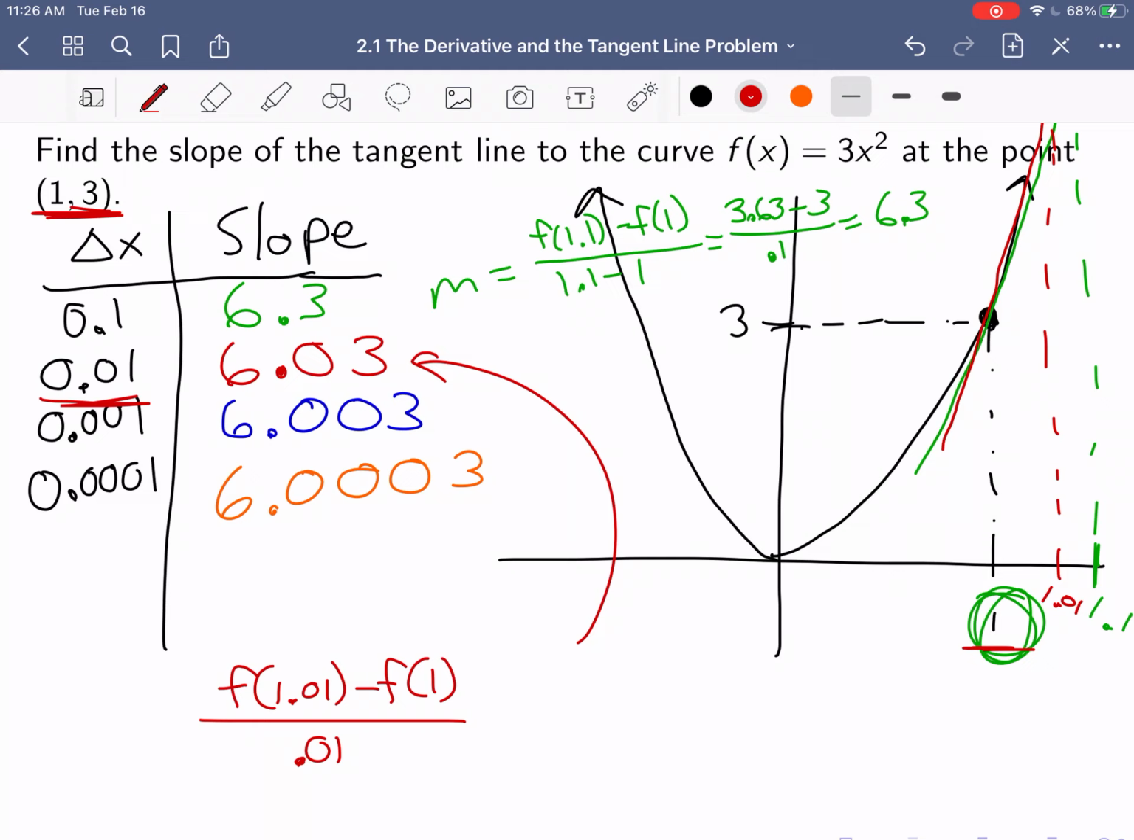And when we plug those actual values in, when we plug in 1.01 into the original function, we get 3.0603 minus 3, the function value at 1, all over 0.01. And when we do that, we get 6.03, right? Which we've shown above.